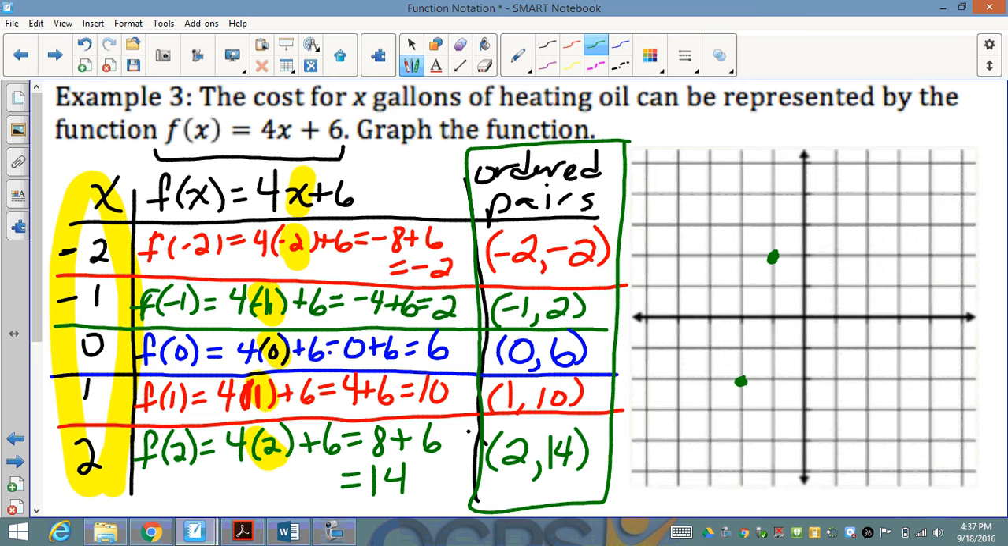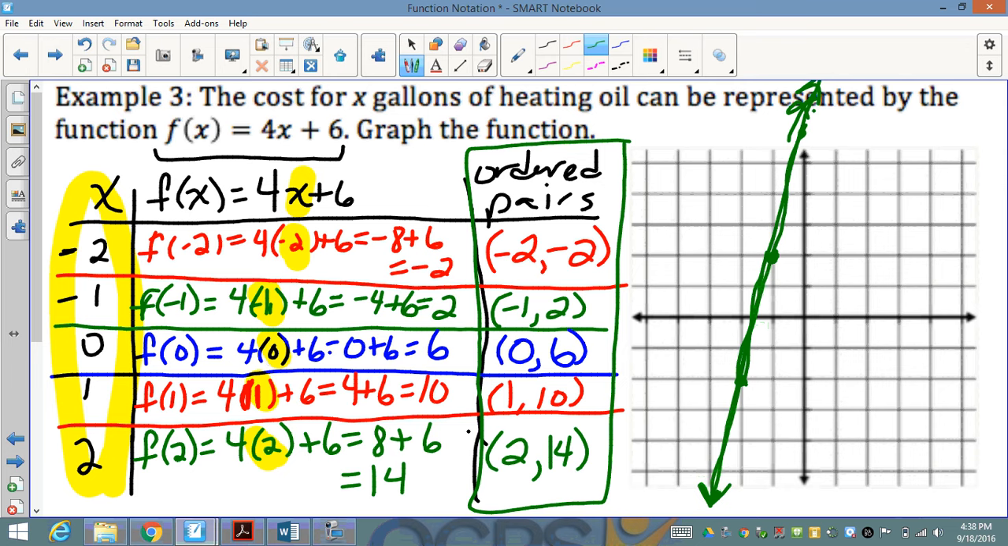0, 6. That's going to go a little off my grid. I'm going to do a little guessing. And the rest of them are so big, they're going to go off my grid. So I'm going to go ahead and connect in a nice straight line. I knew this was going to be a straight line. I'll tell you how later. Connect in a nice straight line. Do a better job than me. Connect and extend through. So this is how I would use my function notation to graph a linear function, a function whose graph is a line.